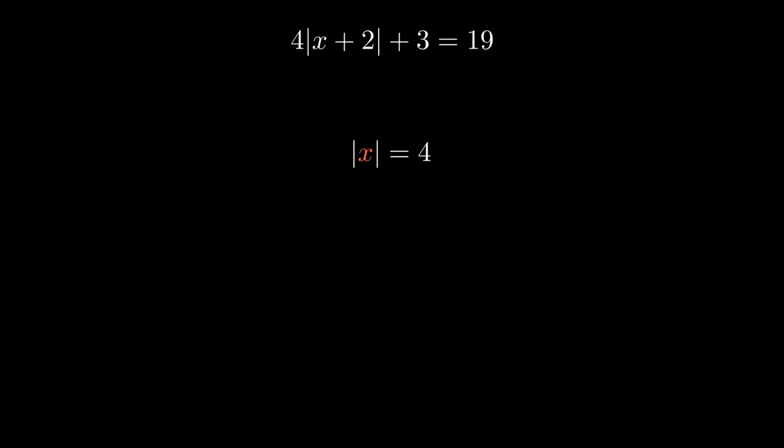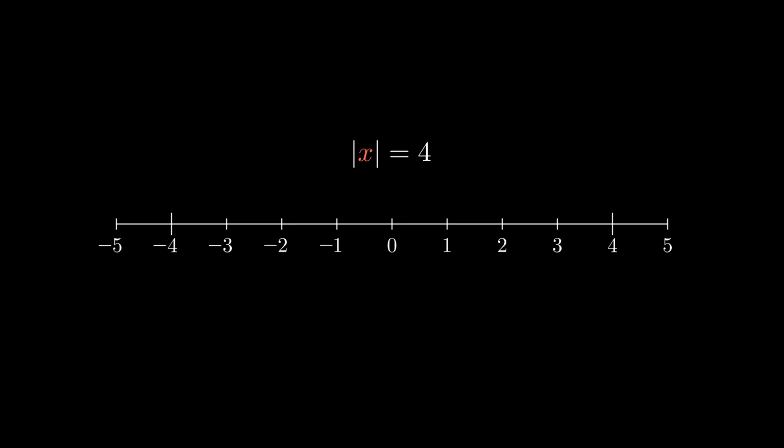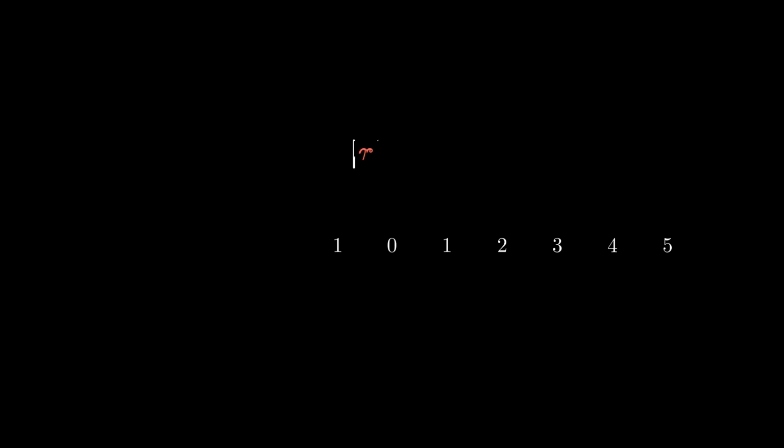So if I'm looking at the absolute value of x is equal to 4, that means I'm looking at a number who's 4 spaces from zero. Well, we have two options. One of them is -4 and the other one is +4. So back to our problem.